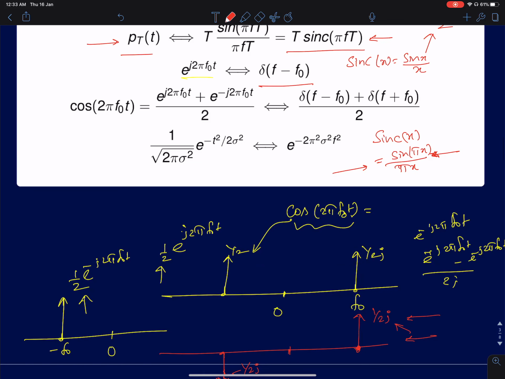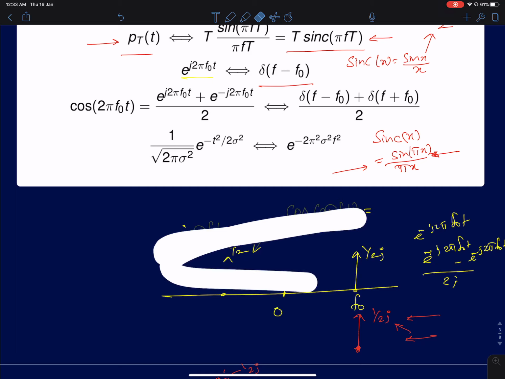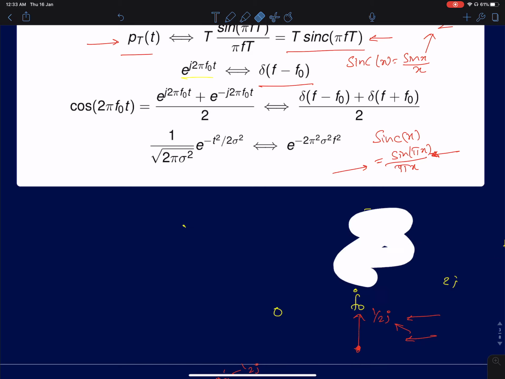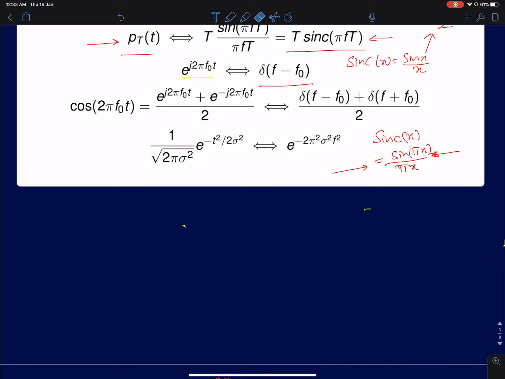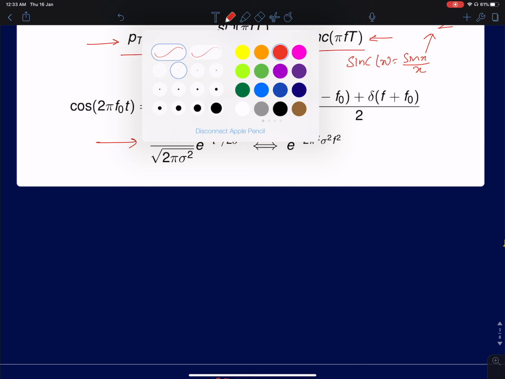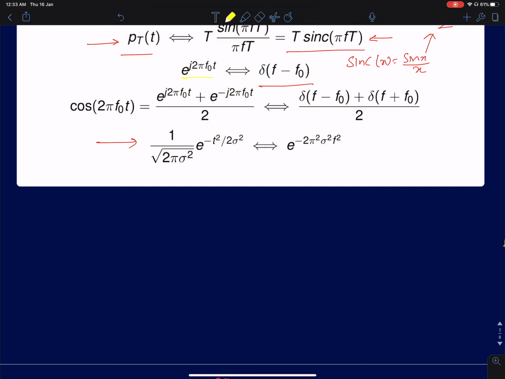And I'll leave it with another very important mathematical function, which we'll be discussing, the Gaussian function. This is a Gaussian function, and I've chosen this function such that the area of the function in time domain is 1. For those of you who have done basic probability and statistics, you would know that this is a Gaussian function with zero mean and a variance given by sigma square.